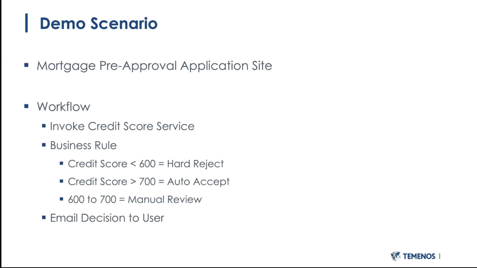We're then going to create a business rule that says if your credit score is below 600, it's automatically rejected. If it's over 700, it's automatically accepted. And if it's between 600 and 700, we're going to send it to manual review, and a human has to look at it and manually accept or reject it. And then based on the outcome, the email will go out to the user telling them the result. So this is a very simple use case, but it'll illustrate each of the concepts that I just walked you through.